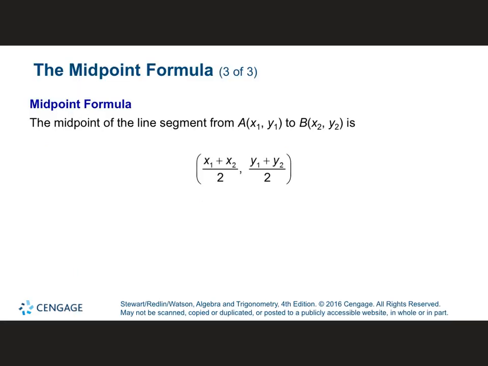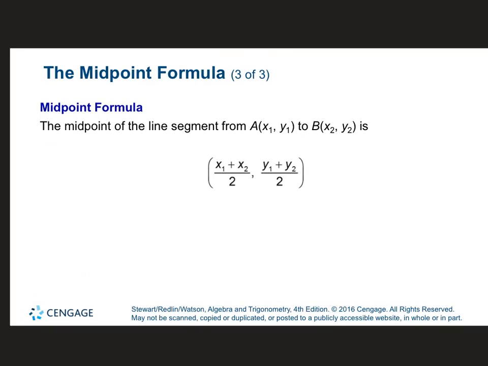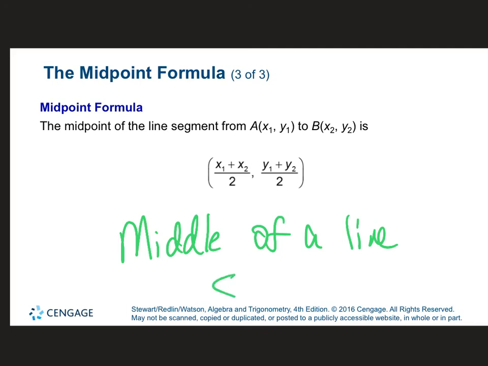All right, guys, we're moving along then to midpoint. Midpoint is the middle of a line segment. All right, so if I have a point here, and I have a point here, and I'm trying to find the middle, I'm going to take my 2x values, add them up, divide by 2. I'm going to take my 2y values, add them up, divide by 2. That is your midpoint formula.